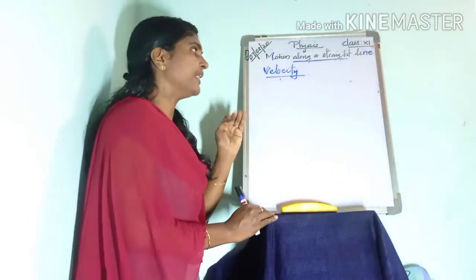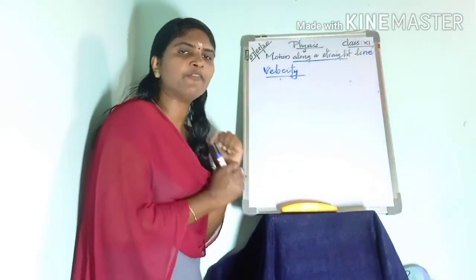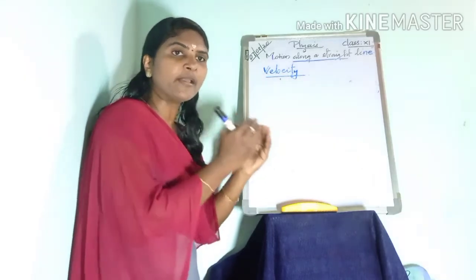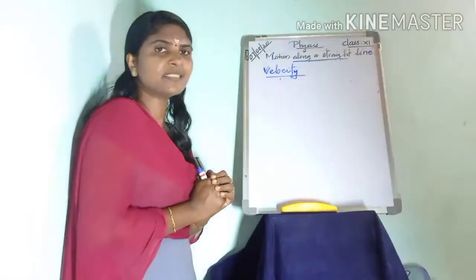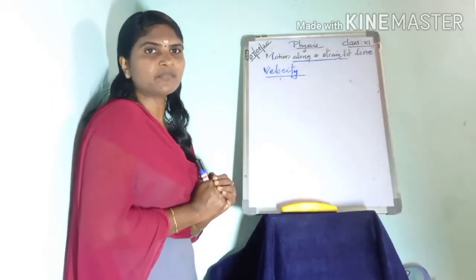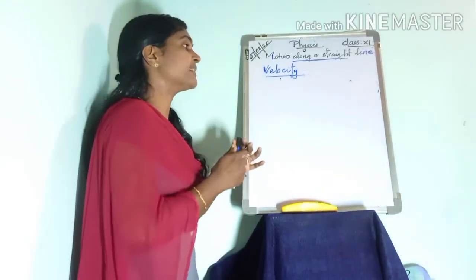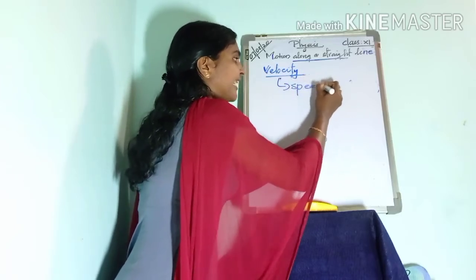Next about velocity. The speed of an object gives only a small amount of information about the motion of an object. More information is provided by another physical quantity, that is velocity. Then what is velocity? It is the speed of an object moving in a definite direction.